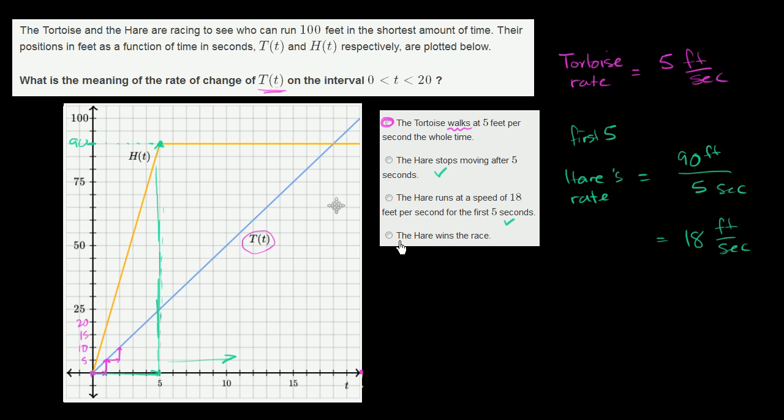Now, the fourth choice is that the hare wins the race. Now, to win the race, they have to get to 100 feet in the shortest amount of time. This is 100 feet right over here. So let's see. It looks like only the tortoise even gets to that point. After 20 seconds, the tortoise gets to the 100-foot mark. The hare is still hanging around taking a nap or something at 90 feet. So this is actually outright false. The tortoise wins the race. So we will definitely go with our first choice.